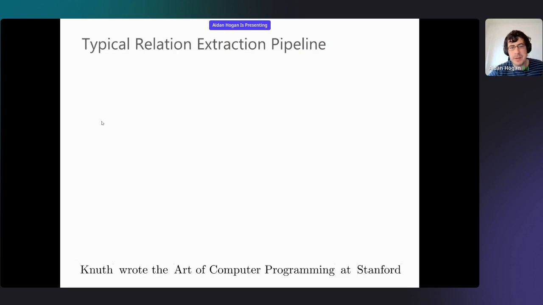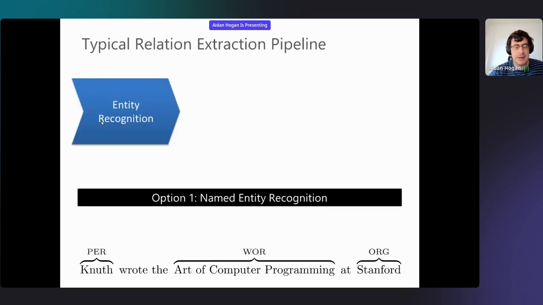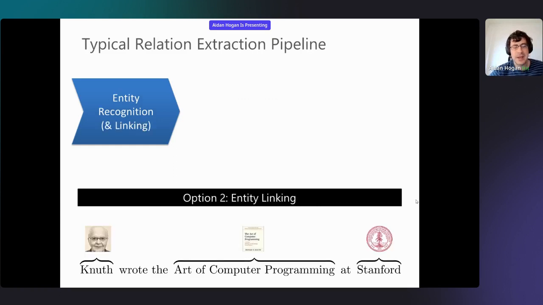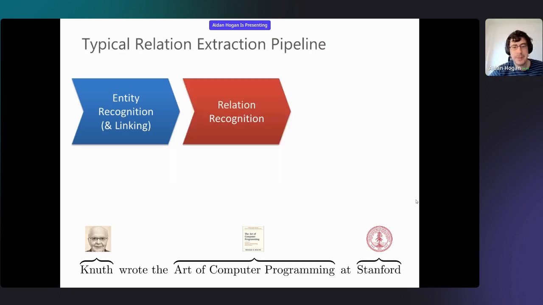So a typical relation extraction pipeline has, first of all, some sort of entity recognition. So in the text, as we saw before, we want to identify the entities that could be related according to the text. We can apply first named entity recognition, which will just identify the mentions and some high-level types. A second option is just to apply entity linking, and that has the added benefit of actually giving us the IDs of the entities in the knowledge graph. So both options are applied in different settings or in different systems.